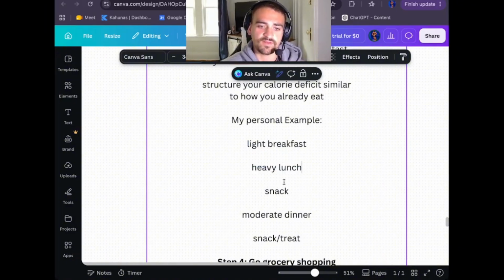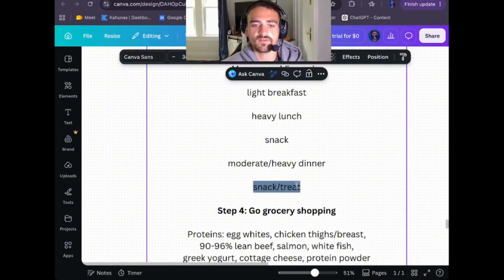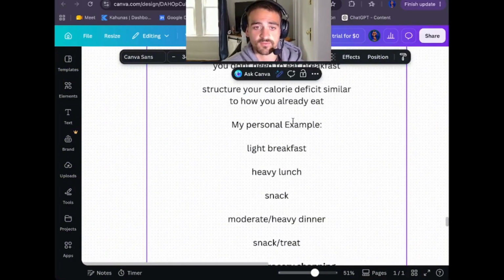In between lunch and dinner I'll have some sort of a snack, and then I'll have a moderate to heavy dinner. Let's say moderate to heavy, just depends on the day. And then at night I always finish the night off with some sort of snack or a treat. So this is how I would personally structure my calorie deficit.